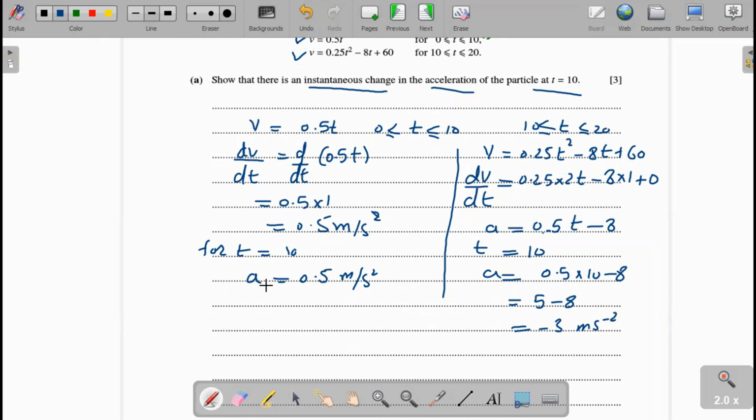Therefore, the acceleration at t equal to 10 is 0.5 for the first interval and minus 3 meter per second square for the second. This shows the instantaneous change in acceleration.